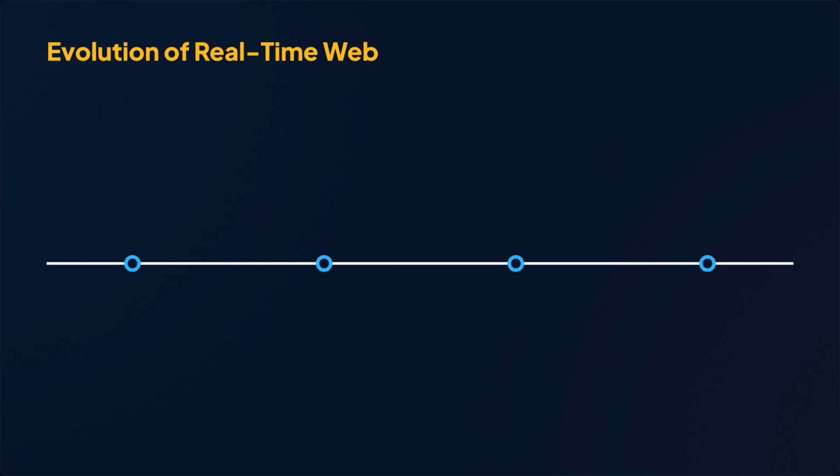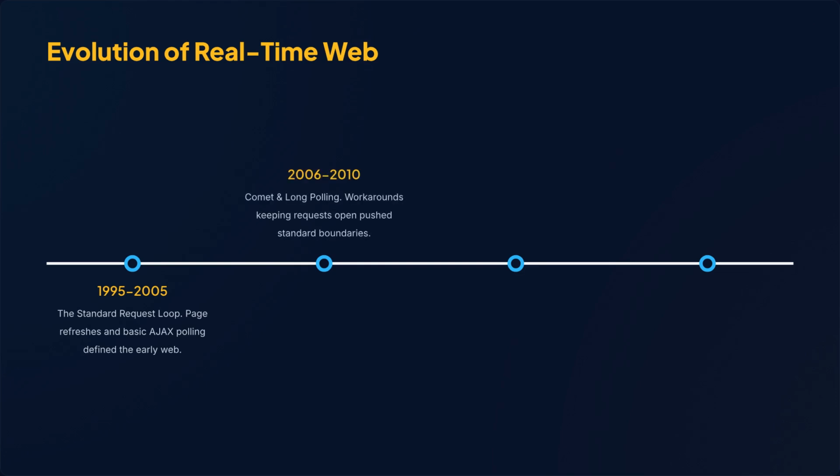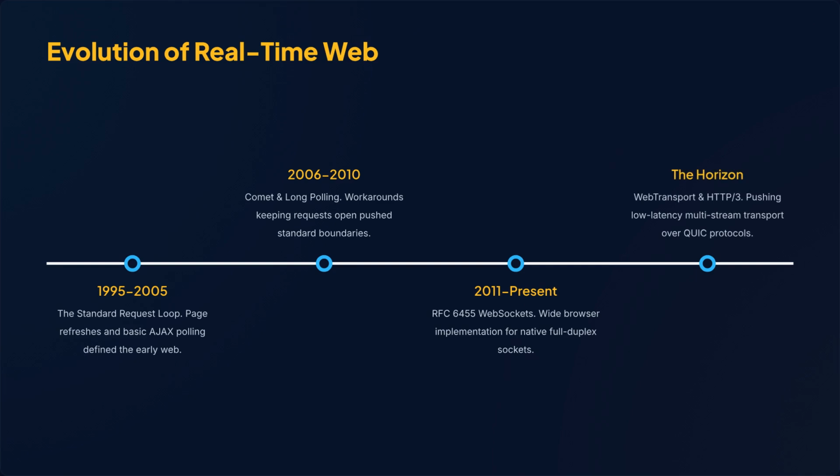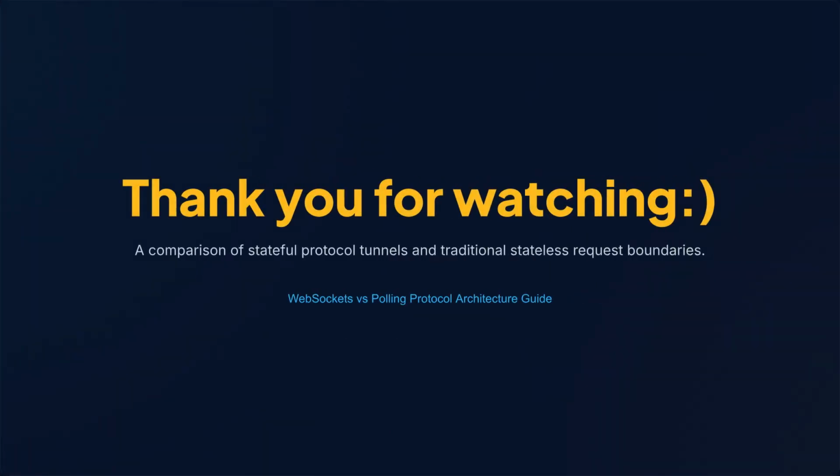It's also interesting to see how the web evolved over time. In the early web, everything was page refresh based. Then AJAX polling became common. After that, developers started using long polling techniques to fake real-time communication. And finally, WebSockets became standardized with RFC 6455. Now the future is moving toward technologies like WebTransport and HTTP/3, which aim to provide even lower latency and better streaming capabilities. So that's the core difference between polling, long polling, and WebSockets.